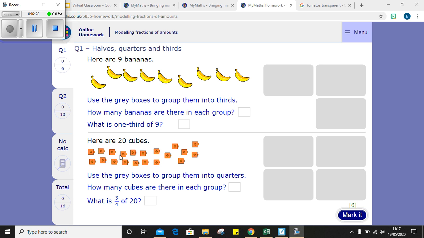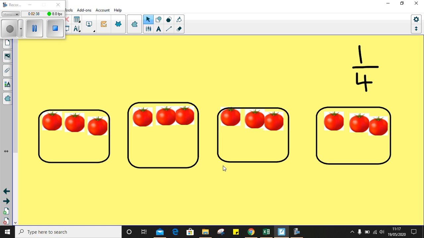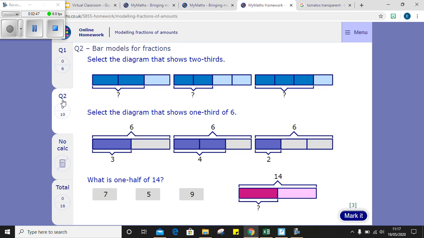Here are 20 cubes. Use the grey boxes to group them into quarters. How many cubes are in each group? And then what is 3/4 of 20? So when I had a look at mine and I went 1, 2, 3 groups and then counted how many was in those 3 groups, think about how might that help you out.